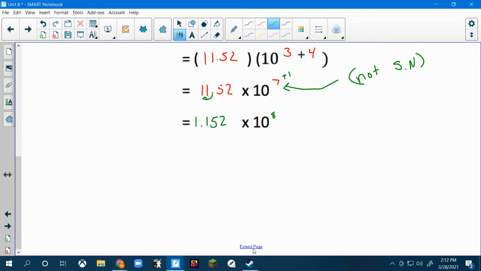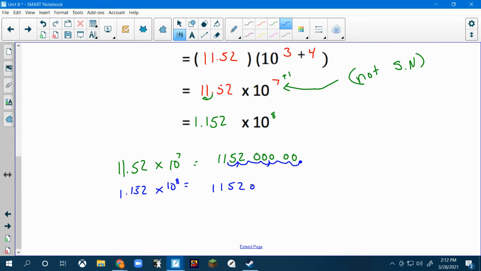Okay, let's extend this down a little bit here, just to talk about it. If you put 11.52 times 10 to the 7th into a calculator, you're going to get 115,200,000. We moved the decimal 7 times, so let's count: 1, 2, 3, 4, 5, 6, 7. If I put 1.152 times 10 to the 8th into a calculator, I would get the same thing.